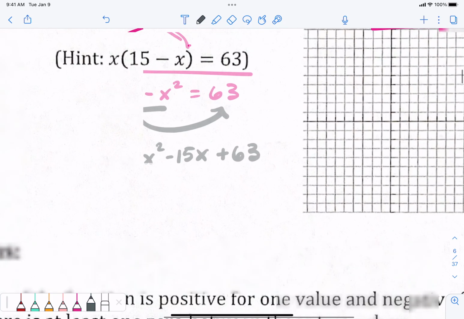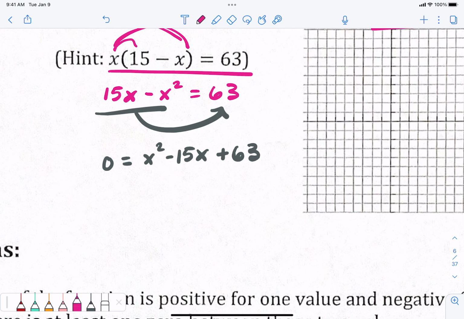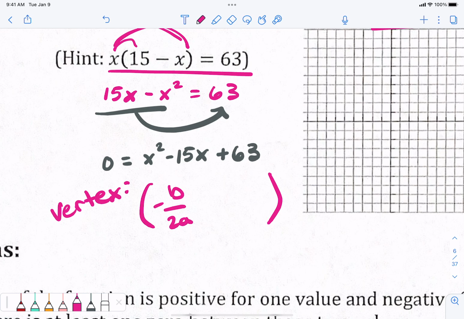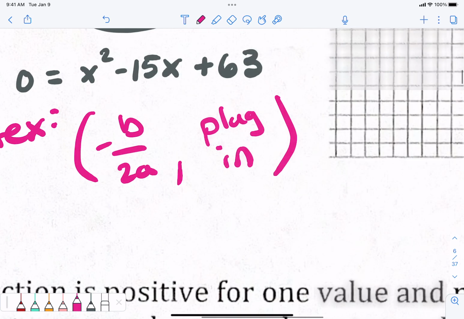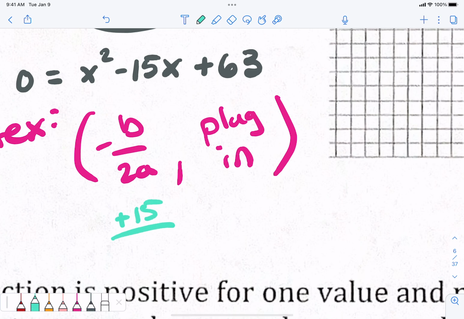Okay, I'm going to not make a table. I'm going to find the vertex first. You can make a table if you want to, but I'm going to find the vertex. Okay? Vertex is negative b over 2a, comma, plug in. Okay? All right. What an ugly negative b over 2a. Negative b. What will negative b be? Positive 15 over 2 times, what's a? 1. Okay? 15 over 2 times 1 is 15 divided by 2, which is 7.5.